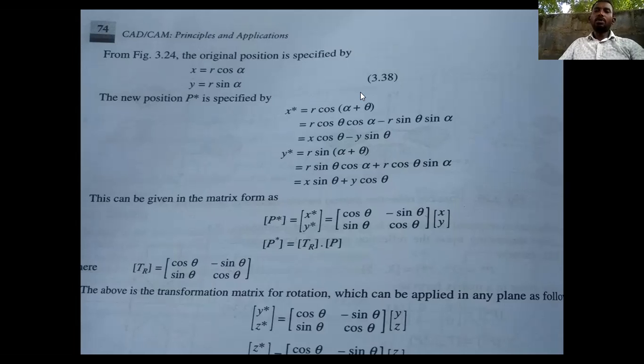In transformation of geometry, we have four types. The first is scaling, then reflection, rotation, and zooming. These are the four types.